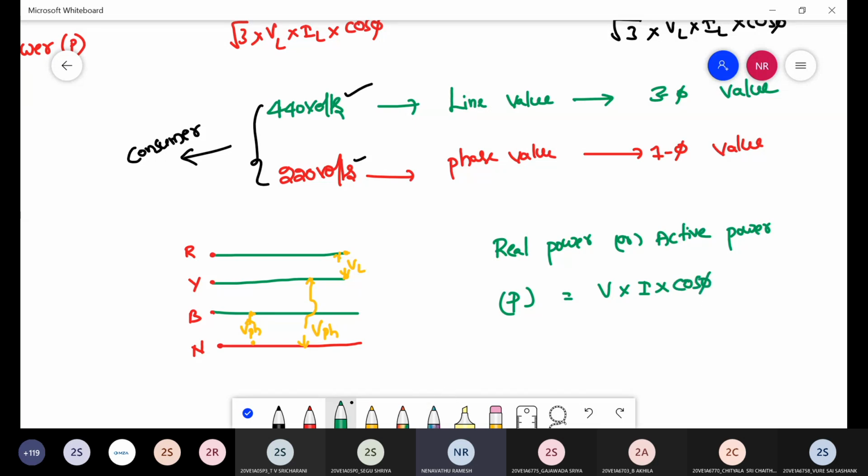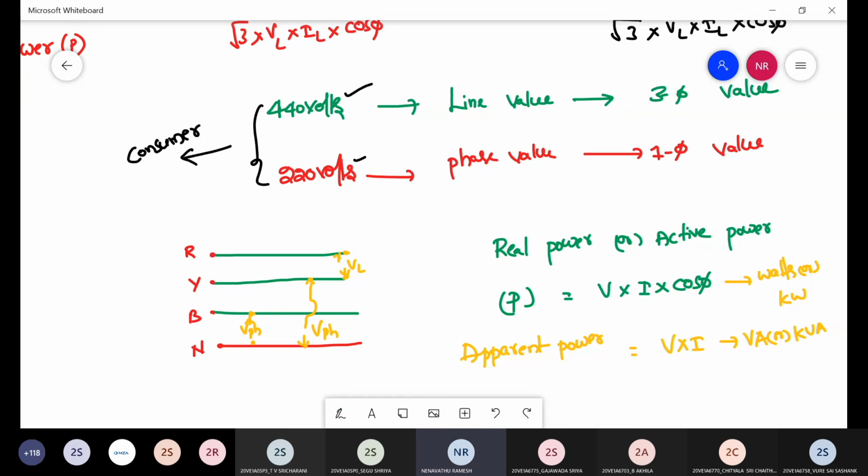Apparent power. Real power units are watts or kilowatts. Apparent power is equal to V into I only. Here the units are volt ampere or kilovolt ampere.